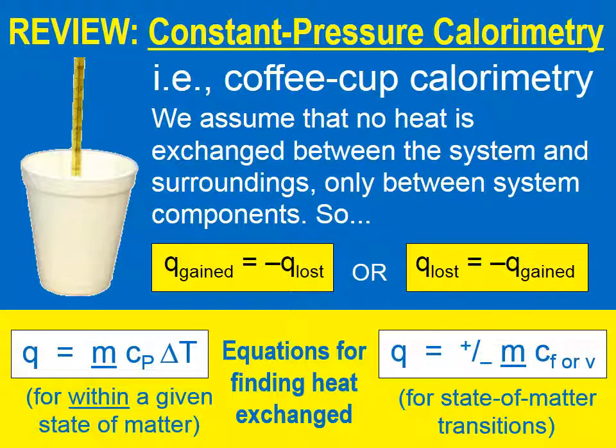We recall the two forms of the equation whenever heat is being transferred, either within a given state of matter, in which case the delta T form, that is the one on the left, is applicable, or when there's a state of matter transition, we use the form on the right, where we have to choose the positive or negative sign, and then we have to know, is the heat of fusion applicable or the heat of vaporization. We would use the heat of fusion if we're doing a solid-liquid phase transition. We would use the heat of vaporization if we're doing a liquid-gas transition.